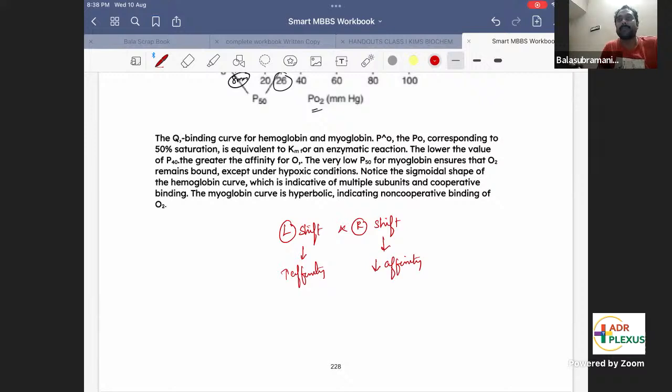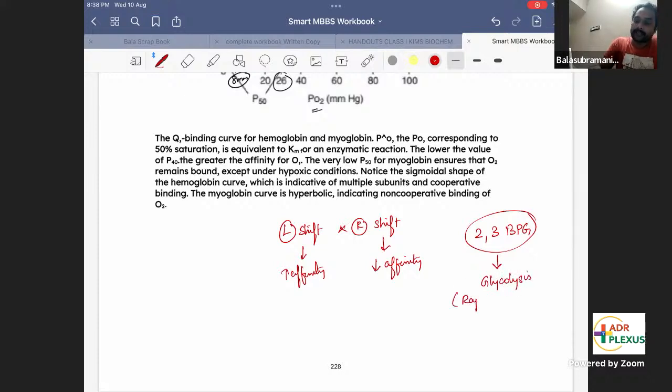So what are the factors which are controlling the affinity? Before going into that, there is a magic molecule called 2,3-BPG. This is called 2,3-BPG, which is formed as a byproduct of glycolysis via a shunt called the Rapoport-Luebering shunt.